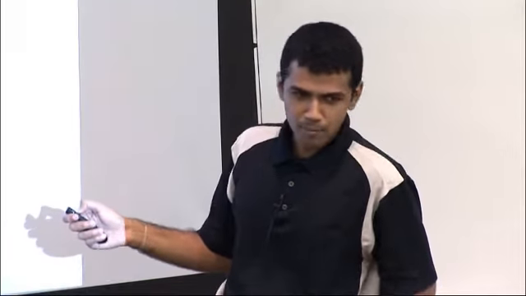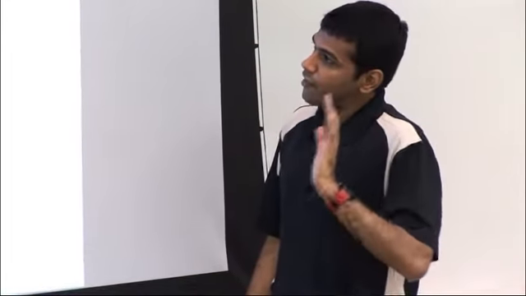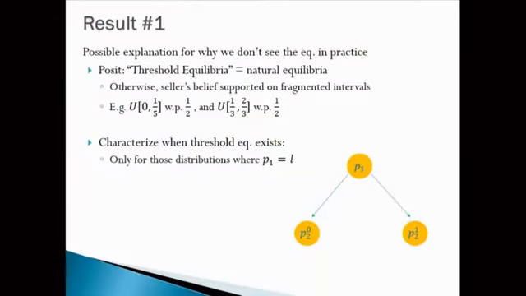This seems unnatural for several reasons. First, from the buyer's point of view, and also from the seller's, this would mean that the belief is supported on fragmented intervals. If the buyer rejects, then I'll say that probably his value is between 0 and 1/5 with some probability half, and between 1/3 and 2/3 with some probability half. This kind of belief will happen if it's not threshold. So if we agree that threshold equilibria are natural equilibria and just look at them, then we characterize exactly when a threshold equilibrium exists.